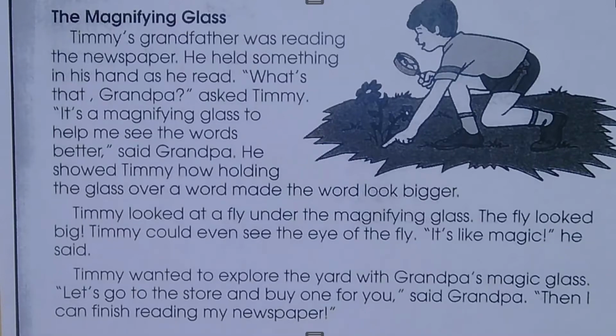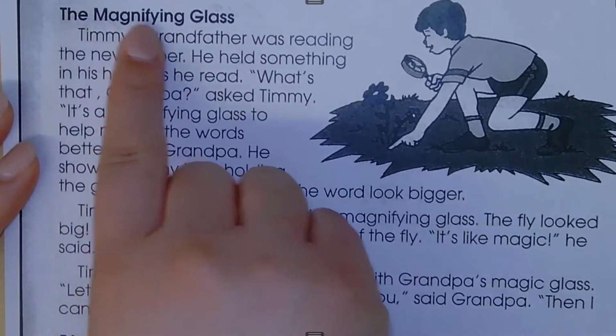Yesterday, I showed you a strategy of using different colors to help you find the order of the events in the story. And today, I'm going to show you how to do it if you don't have different colors to use and you just have your pencil or a highlighter. So first, let's read our story. The title of our story is The Magnifying Glass.